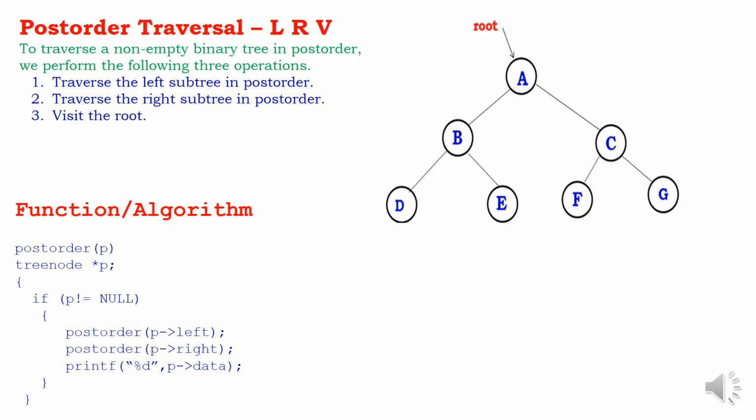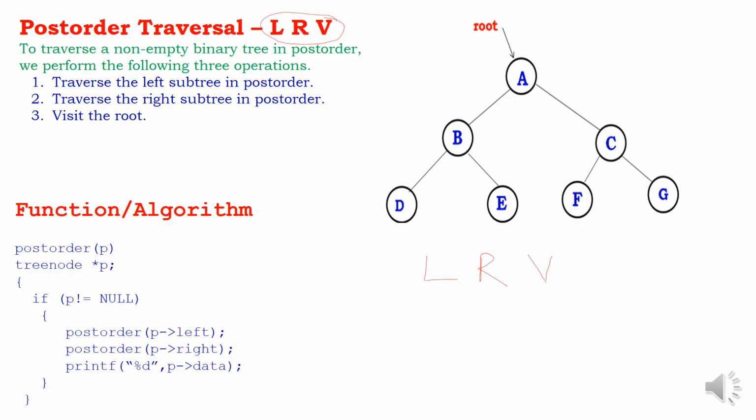Let me explain the post-order traversal. The definition of post-order traversal is LRV. Traverse left subtree in post order, traverse right subtree in post order, then visit root node. LRV.